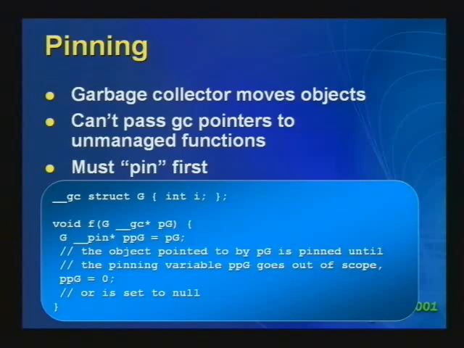I will be sure that the garbage collector does not move this object as long as my pinning pointer is alive. And so at the end of the scope of this function, the pinning pointer gets moved away, the stack gets cleaned up, the pinning pointer does not exist, and from that moment on, the garbage collector is again free to move this object. If I want more fine-grained control, I can explicitly set the pinning pointer to 0, to null, and from that moment on, the garbage collector knows it's free to move this object again.